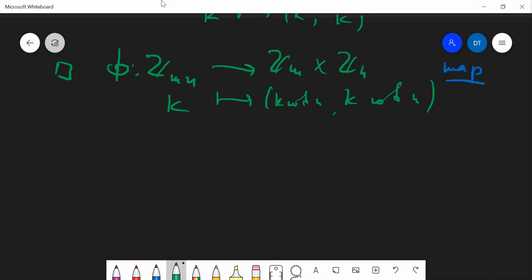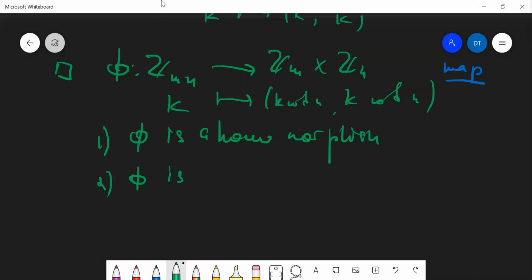So what do we want to check? We want to check two things. Thing number one, we want to show that phi is a homomorphism, so it preserves the operation. And the second thing we want to check, that phi is a bijection. So this is what we want to prove.